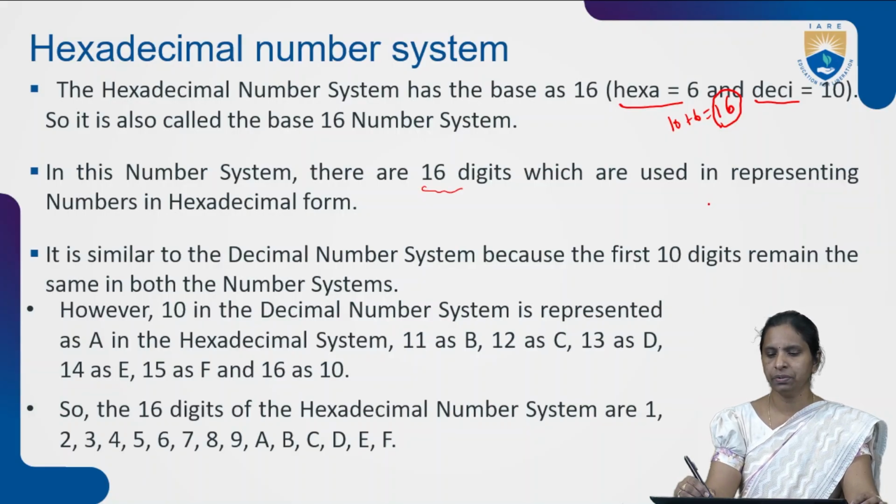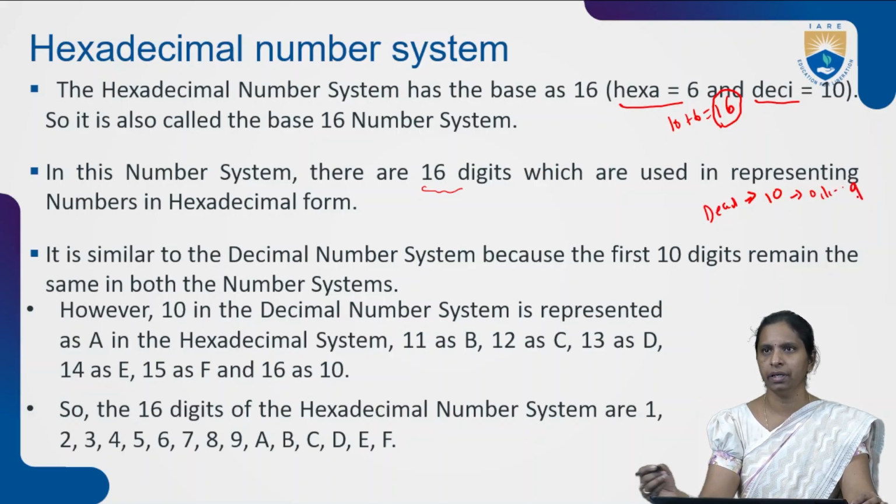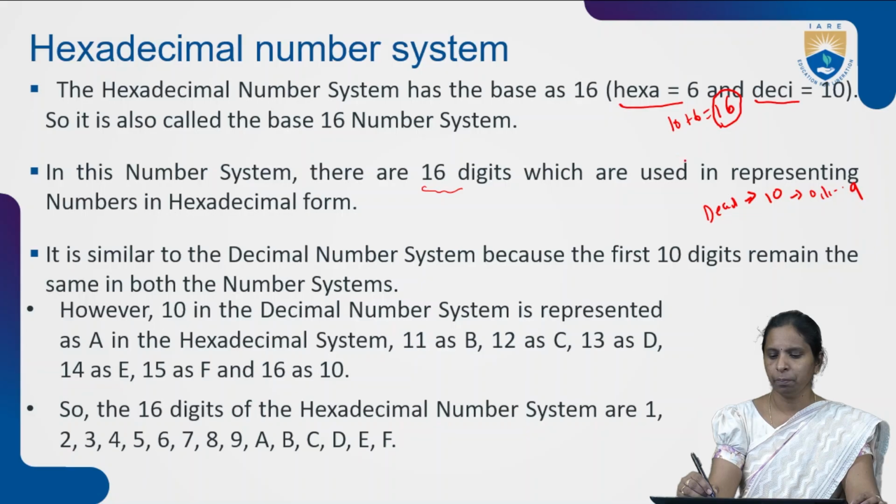For example, previously I discussed the decimal number system. Deci is nothing but 10. Therefore, it uses 10 digits to represent any number: 0, 1 and so on up to 9. And if you take the binary number system, bi means 2. Therefore, the binary number system uses 2 digits to represent any number, 0 and 1.